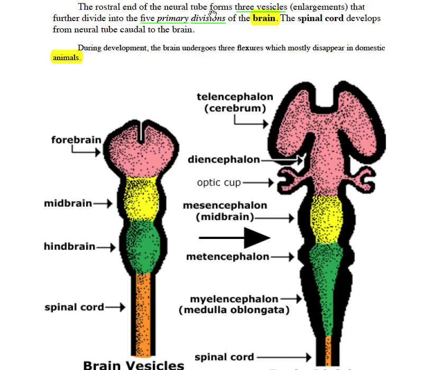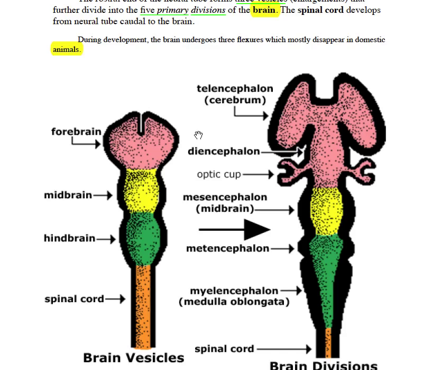Initially, the rostral end of the neural tube forms three vesicles, the forebrain, the midbrain, and the hindbrain, and caudal to these, neural tube becomes spinal cord. Subsequently, the forebrain divides into a telencephalon and a diencephalon. The telencephalon becomes the cerebrum, consisting of two cerebral hemispheres, and the diencephalon gives rise to the optic nerve and retina. The retina develops as an optic cup.